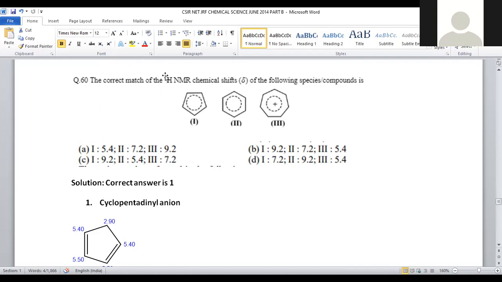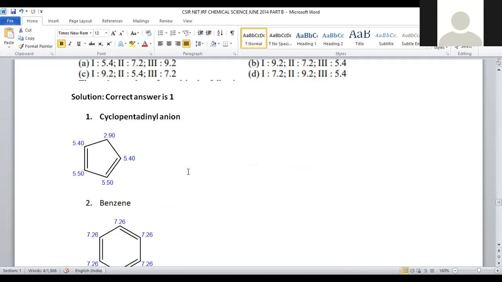Then what are their corresponding delta values on proton NMR spectroscopy? Here, when you observe, we already know that aromatic benzene protons will be represented by 7.2 ppm. So here benzene 7.2 is given in option number 1 and option number 2. Then we have to go with the 5-membered ring and 7-membered ring system. So let us go with all these.